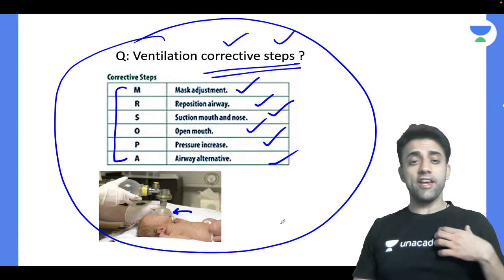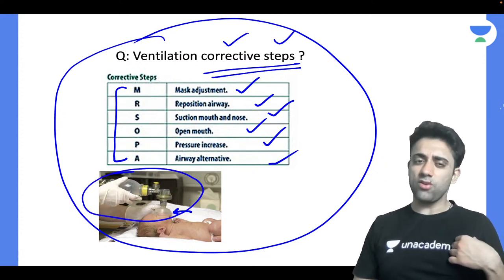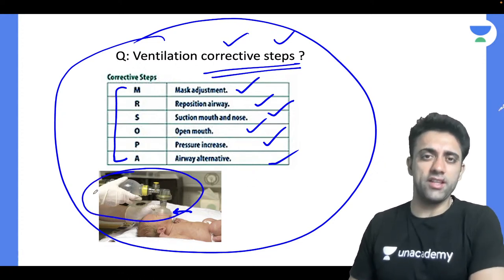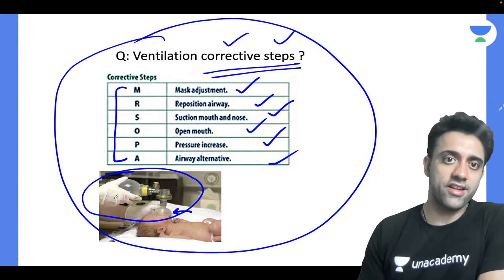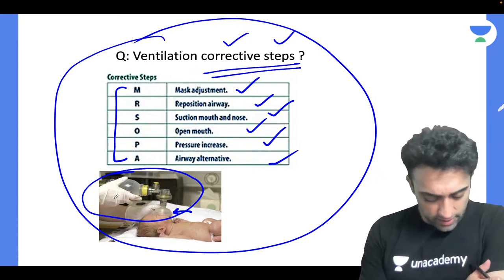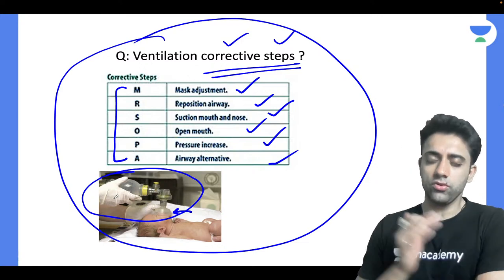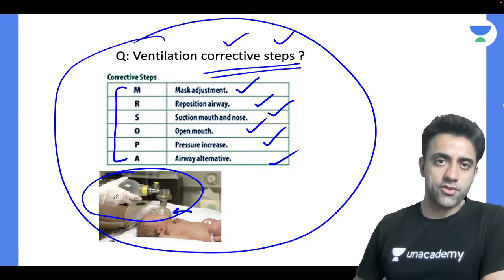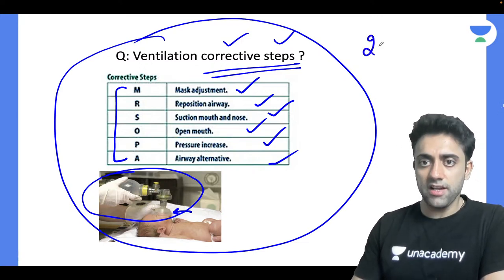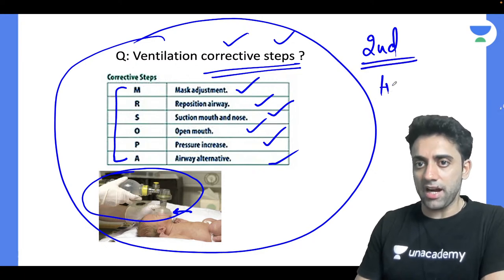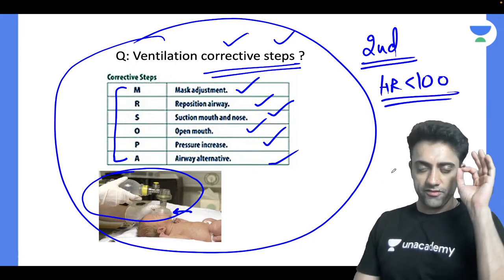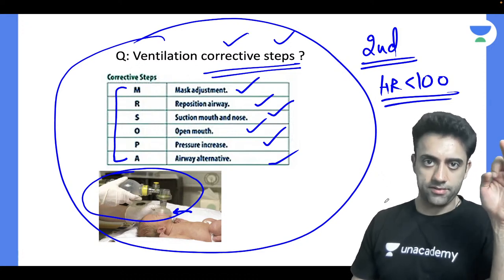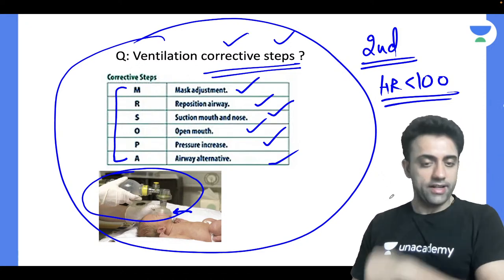Airway alternative means bag and mask is not working properly, so let me intubate the child and put the patient on a ventilator. It means any other airway alternative, that you should know. Okay? Arpita, will you remember this? So when are you touching MR SOPA or ventilation corrective steps? When the second time heart rate is less than 100. Okay, remember that. Perfect.